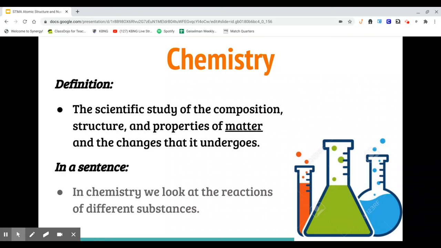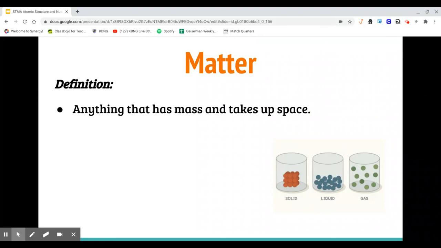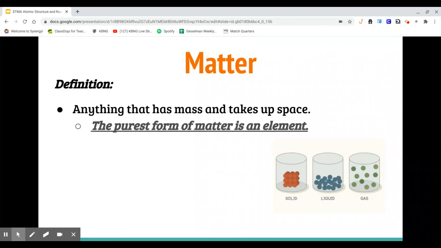If we're going to use chemistry in a sentence, you could say in chemistry, we look at the reactions of different substances. So what happens when two different types of matter are introduced to each other? That's something we will look at here in our chemistry unit. Again, just a quick review: what is matter? Matter is anything that has mass and takes up space. So it has mass and it has volume.